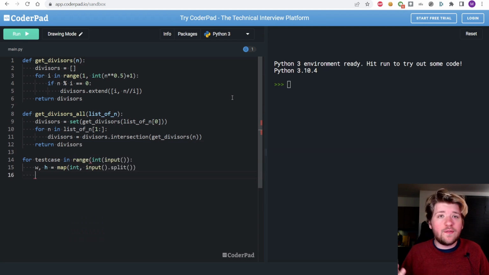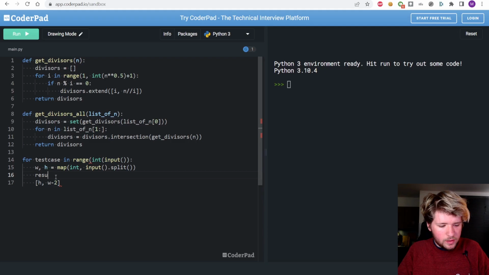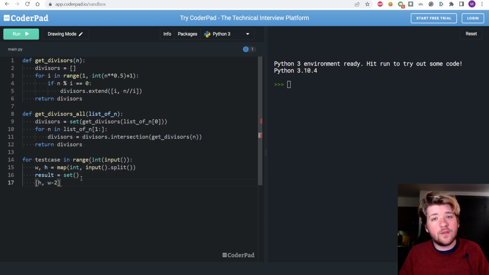Now we need to check the 5 different cases I've showed you. So let's check. The first one will be h and w minus 2. So I'll define a result that will be a set, and the solution to the problem will be all the numbers that are valid for at least one of those 5 test cases. So here I can do a union of the sets.